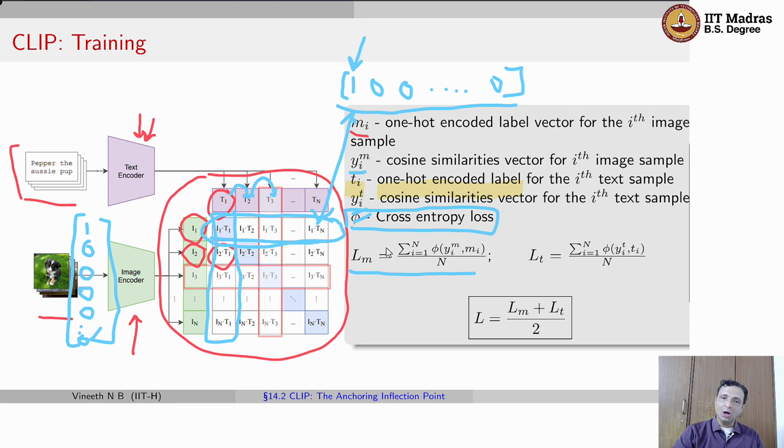So you have one loss that comes from matching rows or images, and you have another loss that comes from matching columns or the text corresponding cosine vectors. And the overall loss used to train our text encoder and image encoder is the combination or the average of these two loss functions.